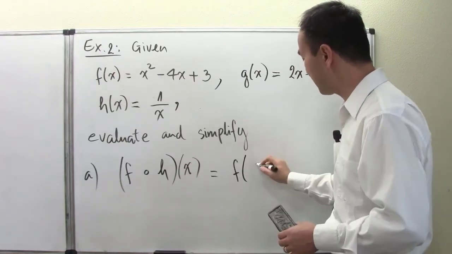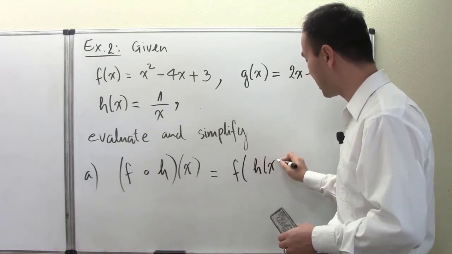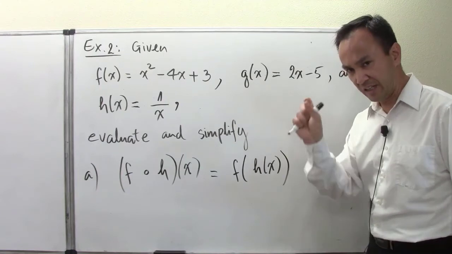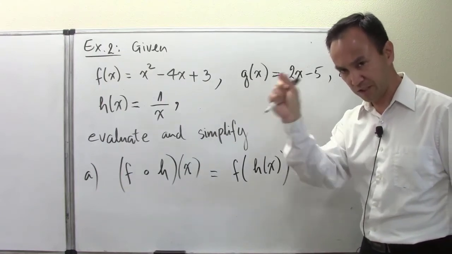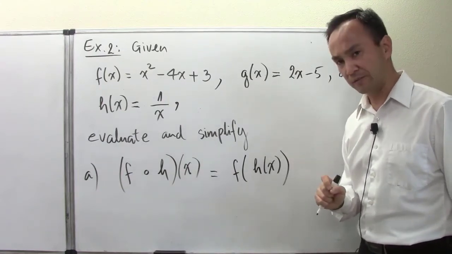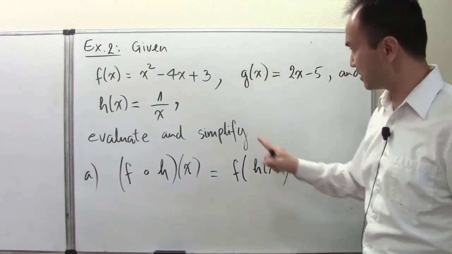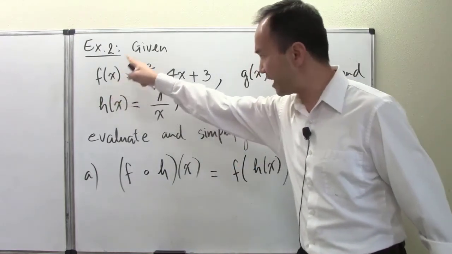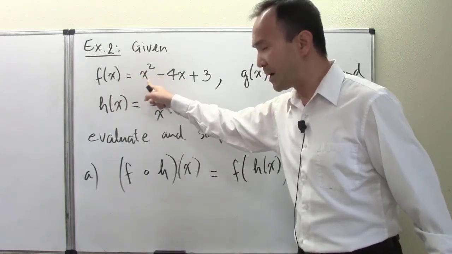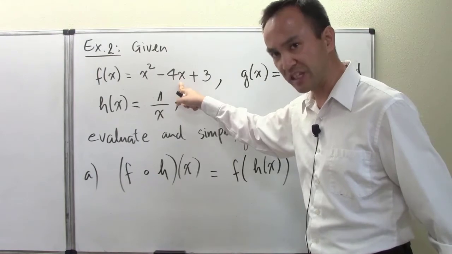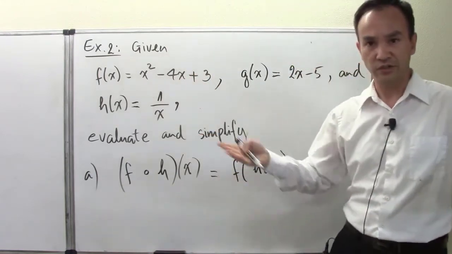So clearly I have to put h of x inside of f. I put the function h of x as the input to be substituted for the input of the function f of x. Now the rule for f is saying for every input we're going to square the input, then subtract 4 times the input, and plus 3. That's just the rule of the function.